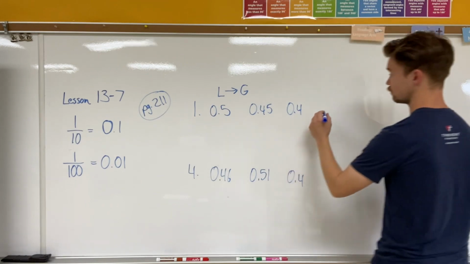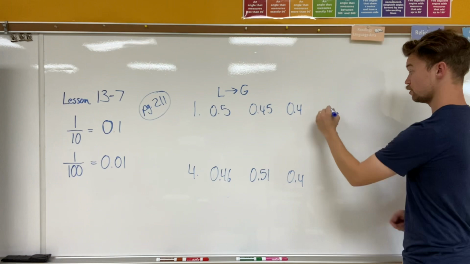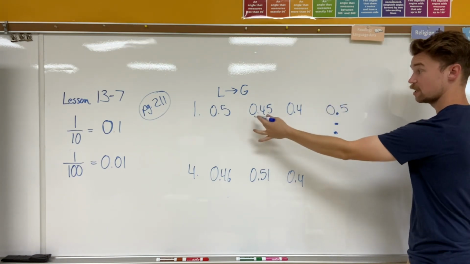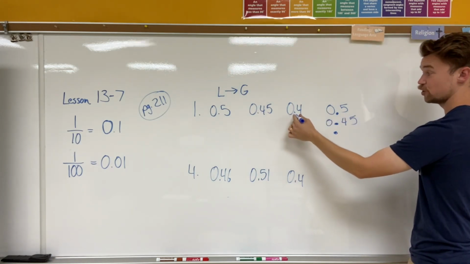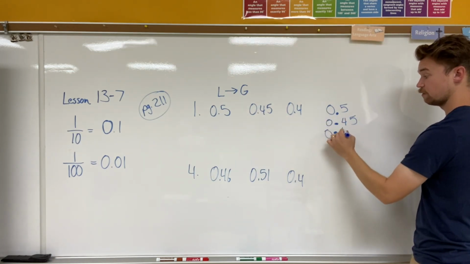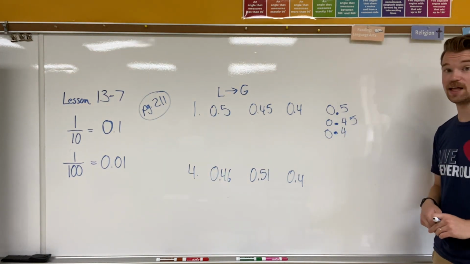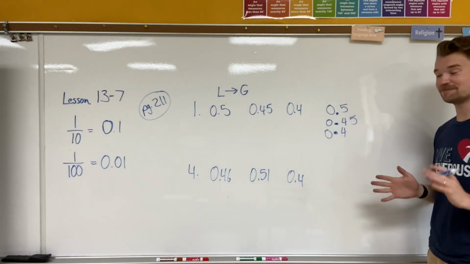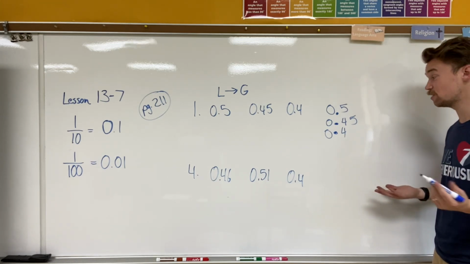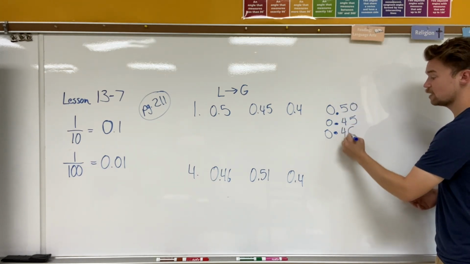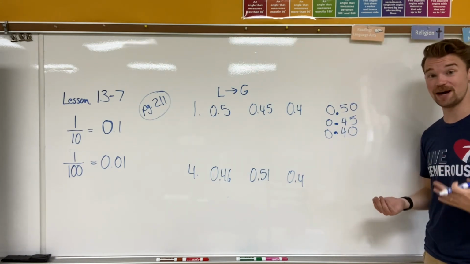So for number 1, I have 3 decimals, 1, 2, 3. I have 0 and 5 tenths. I have 0 and 45 hundredths, and 0 and 4 tenths. You see that I'm missing currently 2 places in the hundredths place. What do I need to do with those 2 spots? I can add zeros at the end, right? So if I add zeros at the end, they all have the same amount of place values. Now I can compare and order.